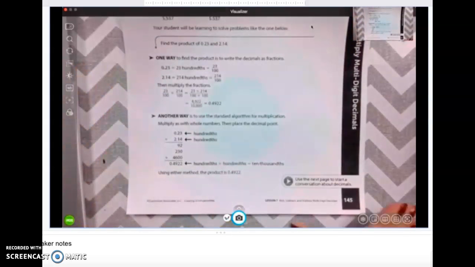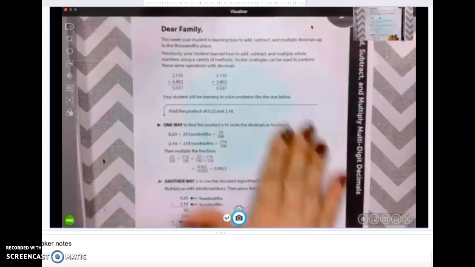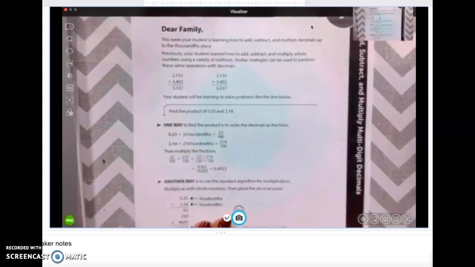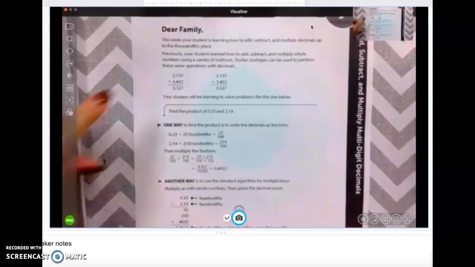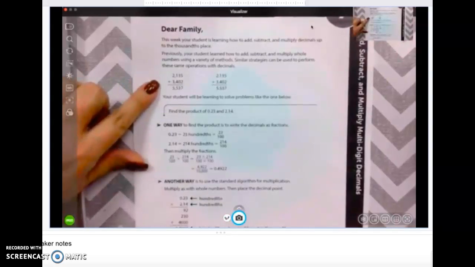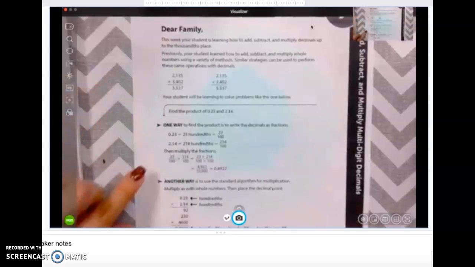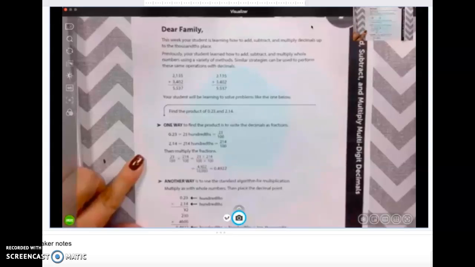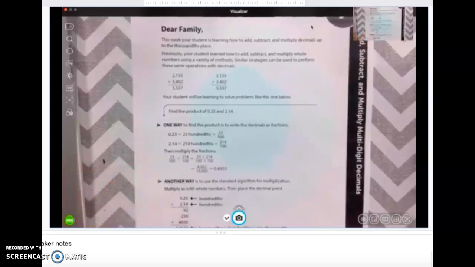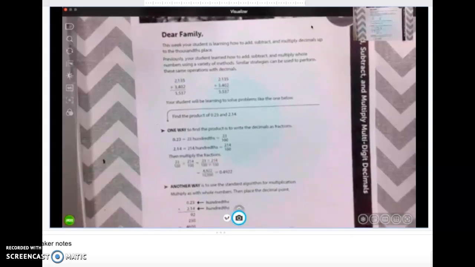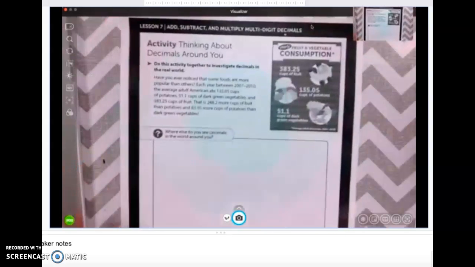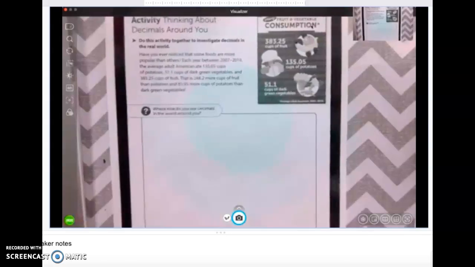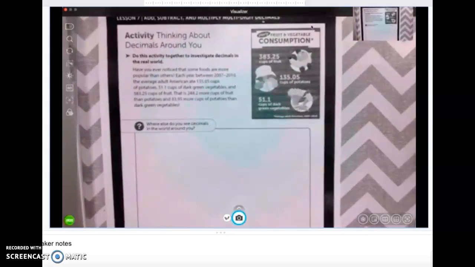Okay, now what I want you to do is, this is just an introduction of what we're going to be doing throughout lesson 7. So we're going to start looking at addition and subtraction problems with decimals, and then we're going to end using multiplication and finding the product of decimals. Now I would like you to turn your paper over to page 146. And this is going to be the assignment that you're going to do today.